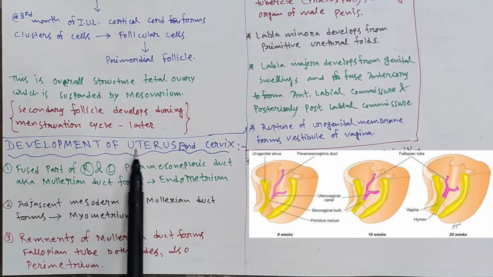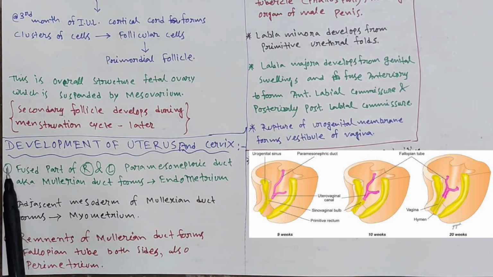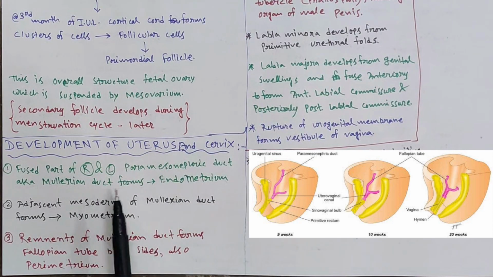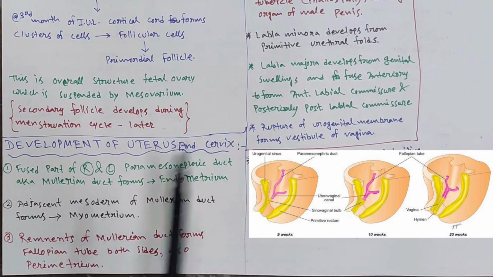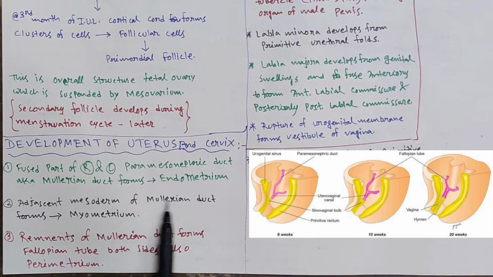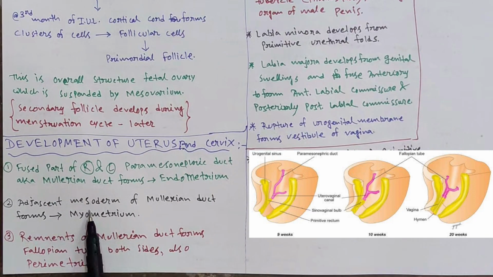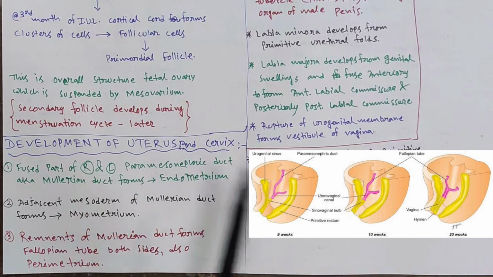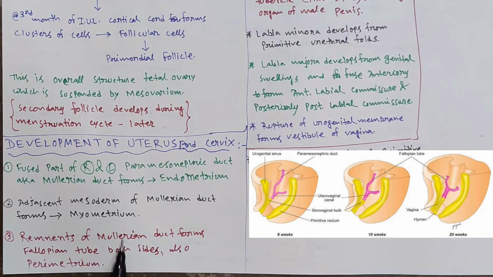Now, development of the uterus along with the cervix. The fused part of the right side and left side paramesonephric duct or Mullerian duct forms the endometrium. Nice. The adjacent mesoderm, the surrounding mesoderm of the Mullerian duct, forms the myometrium, and the remnants of the Mullerian duct or paramesonephric duct form the fallopian tube, both sides, right side, left side. Also, it forms the perimetrium.